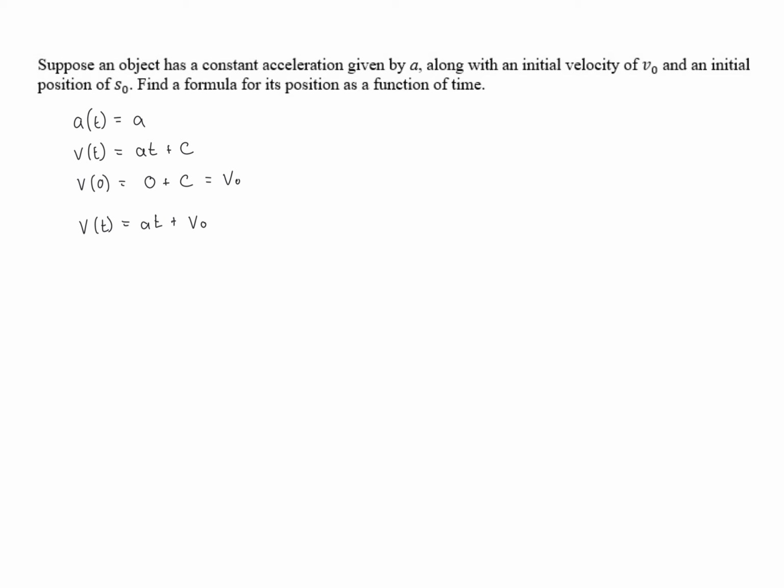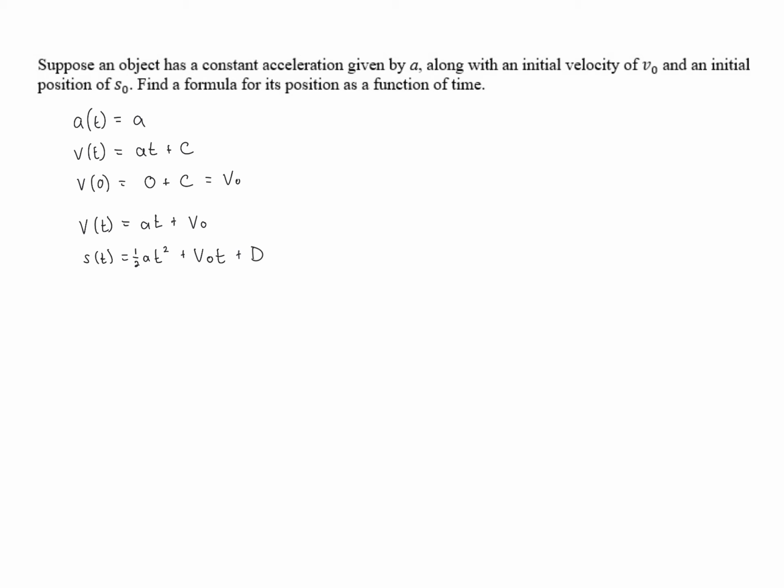And if we want the position function, we take the antiderivative again. So the antiderivative of t is t squared over 2. I'm actually going to write that as 1/2 t squared and put that a in here. Just a little bit nicer this way. So 1/2 a t squared plus v naught t, because the antiderivative of a constant is that constant times the variable, plus another constant term.